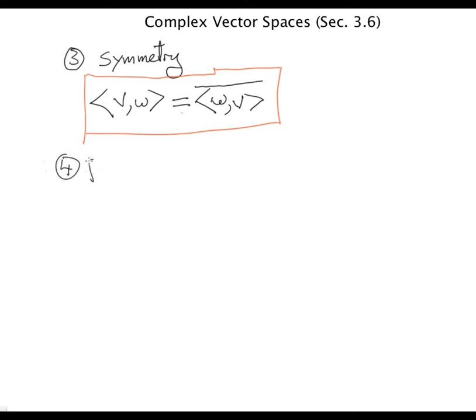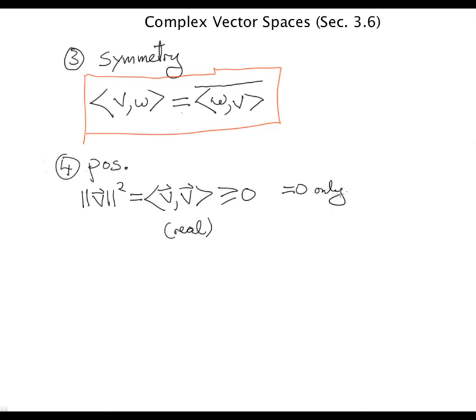And what's positivity? Well, positivity makes good sense now. You define the norm squared of a vector as the inner product of the vector with itself, and you require that this be greater than or equal to 0. This is real, so it makes sense to say that it's greater than or equal to 0, and it's equal to 0 only if the vector was equal to the 0 vector. Okay, and with this definition, the inequalities hold.